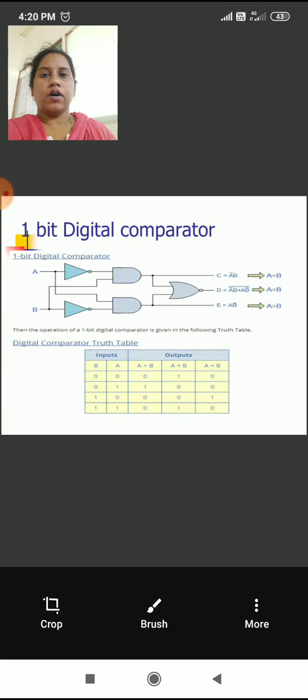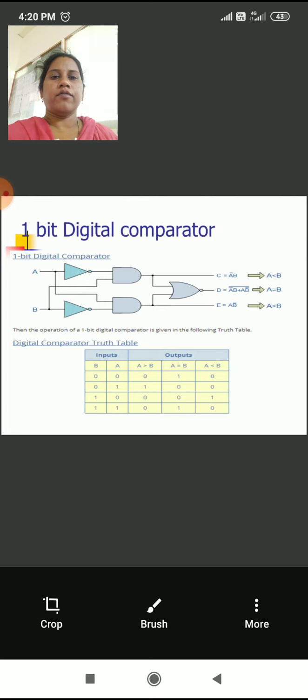Hello friends, today we will see a topic from digital communication. It is a 1 bit digital comparator. 1 bit is nothing but a single bit. We can compare a single bit with another single bit. That is nothing but a 1 bit digital comparator.